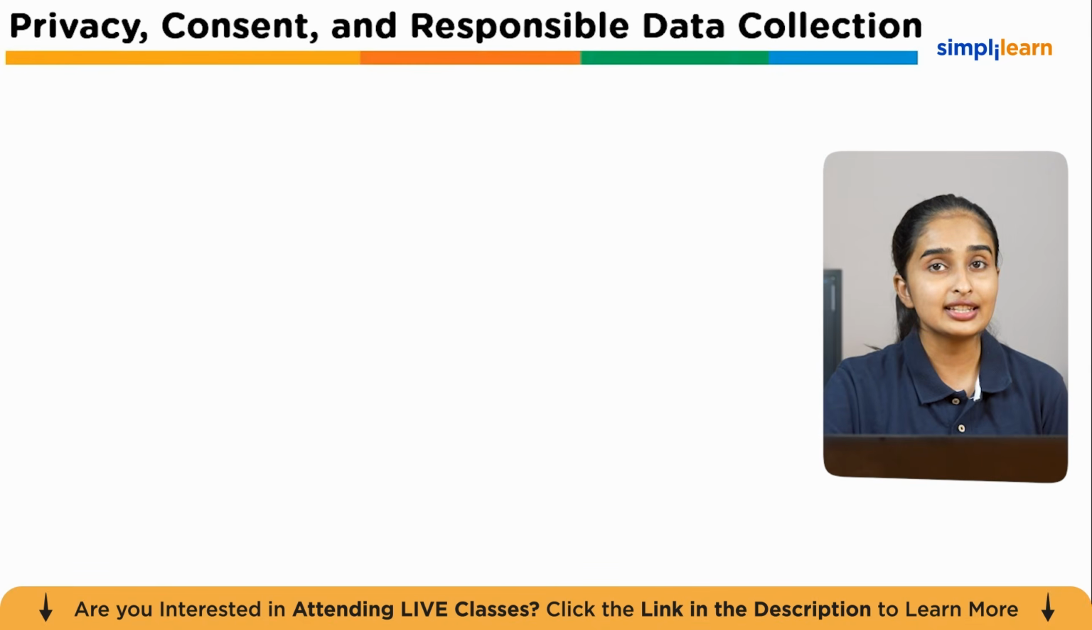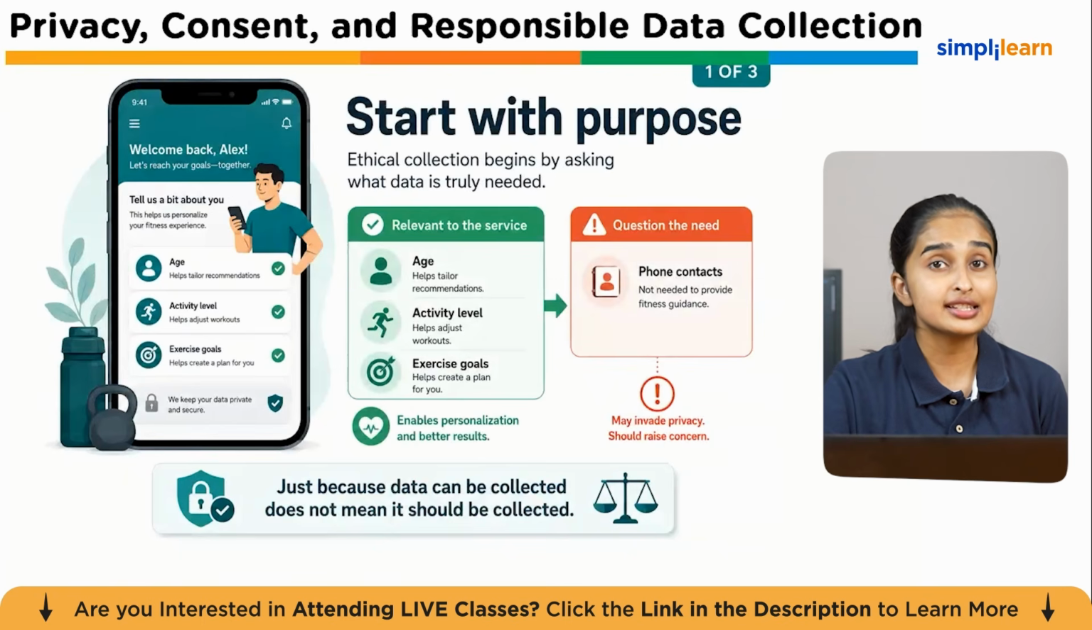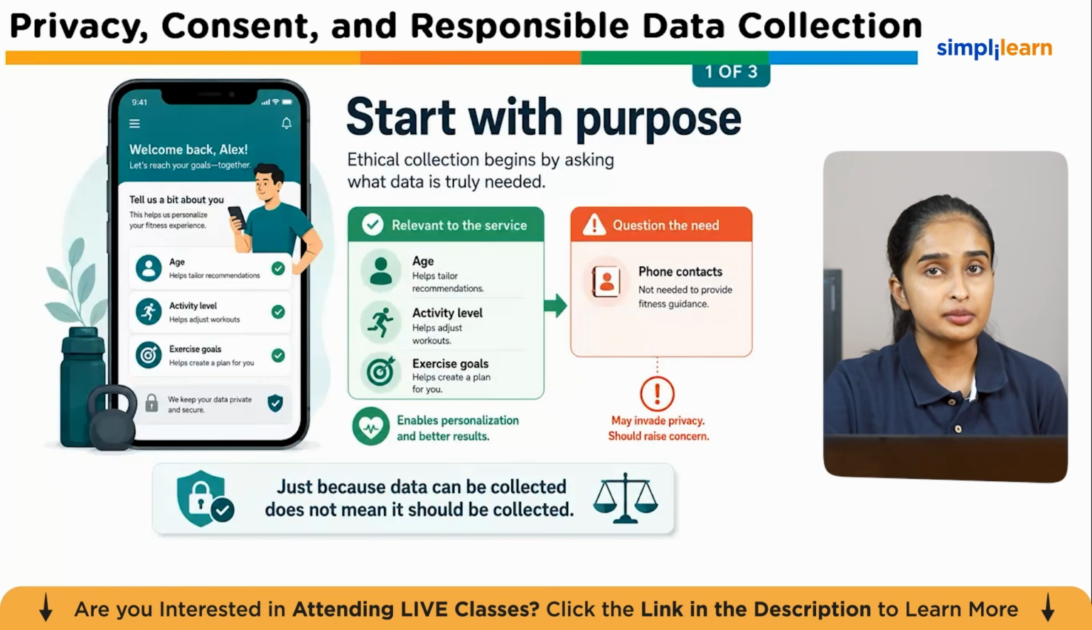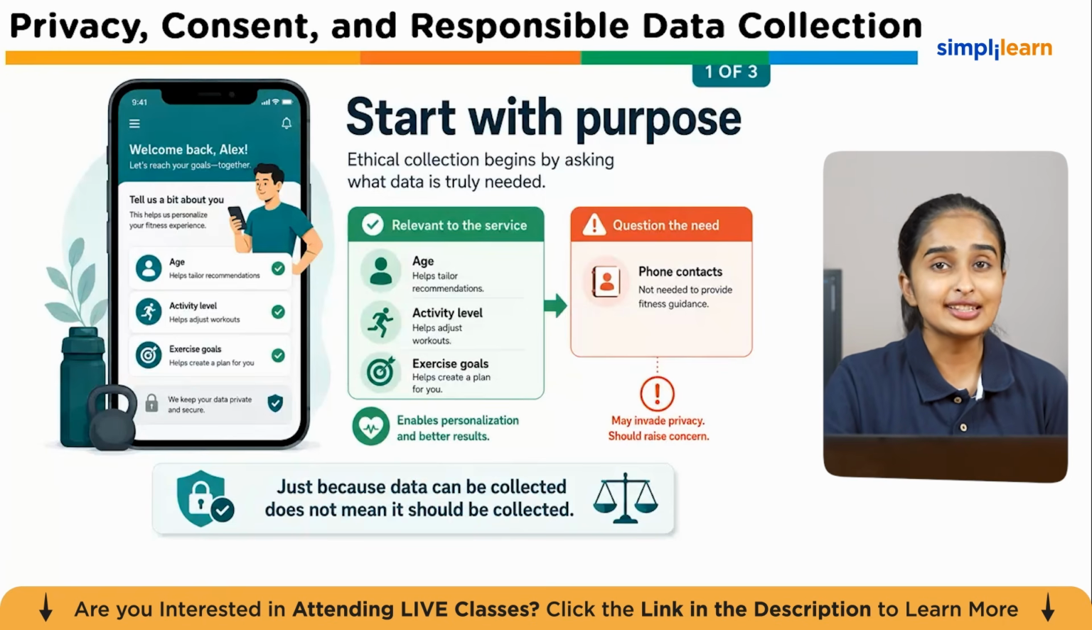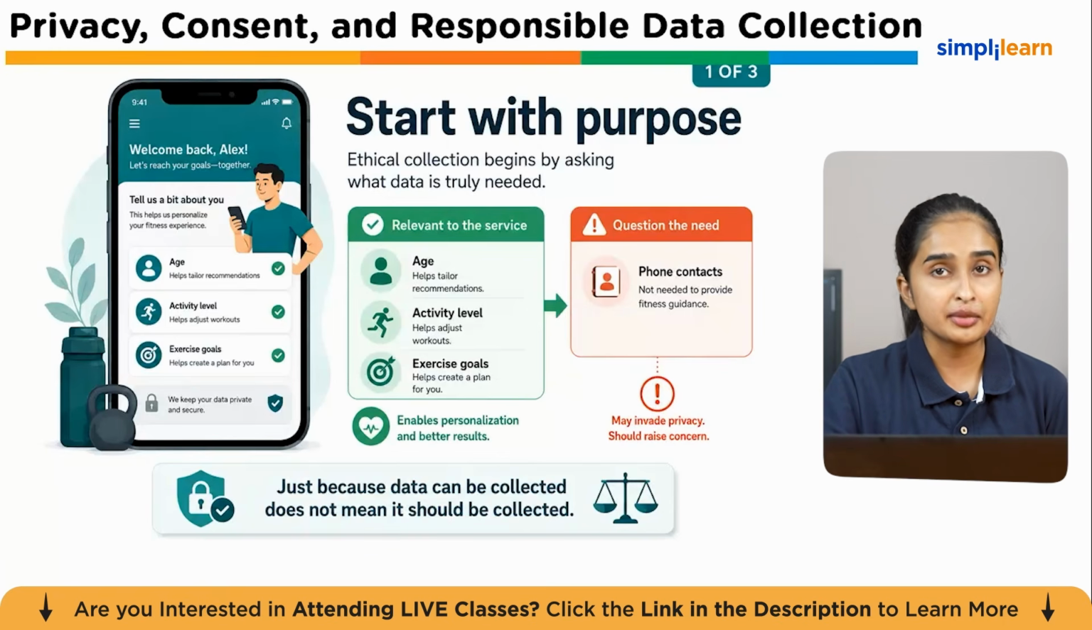Now let's move on to privacy, consent, and responsible data collection. One of the most important areas of data ethics is deciding whether the information should be collected in the first place or not. Organizations often have the technical ability to collect enormous amounts of customer information, but ethical data collection should have clear purposes. Let's say, for example, a fitness application requires your age, activity levels, and exercise goals to provide recommendations. That information may be relevant to the service, but if the same application requests access to unrelated phone contacts without meaningful reason, users should question why that information is necessary.